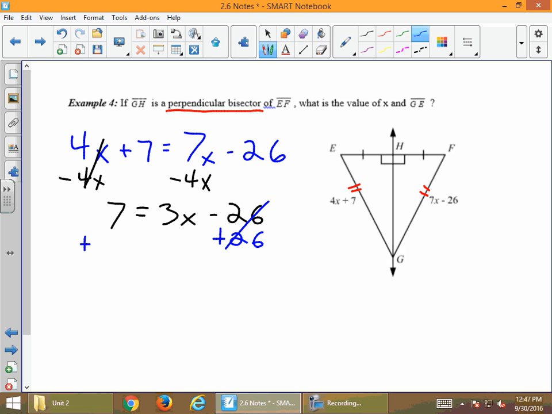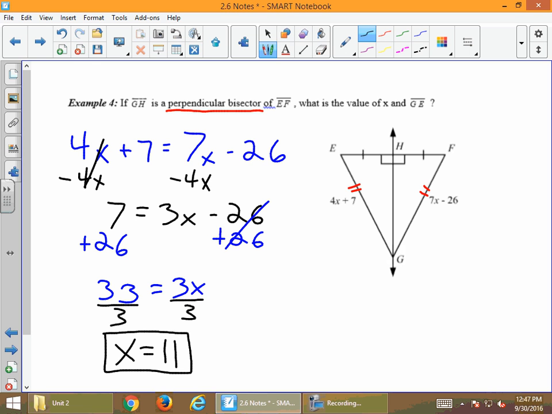This is the 7 over here, and this is 26. 7 and 26 gives me 33 is equal to 3x. Last step-a-roo: divide by 3. X is equal to 11.